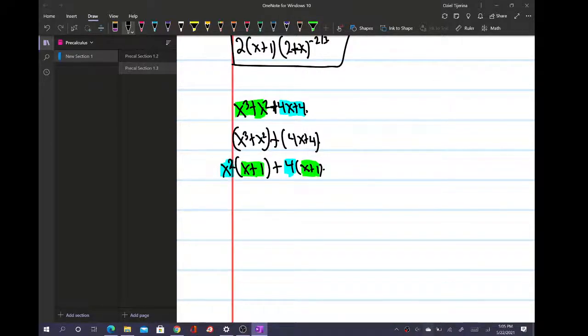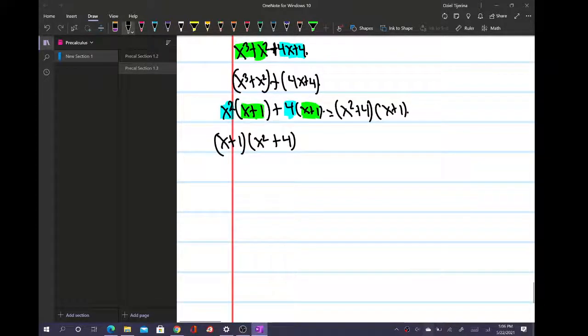However, do not repeat these two, because if this is x squared plus 4 times x plus 1, you only do this once. So in reality, you can say that this equals x plus 1 times x squared plus 4, because if you do the distributive property, this gives you x squared times x plus 1 plus 4 times x plus 1, which is exactly what we got.